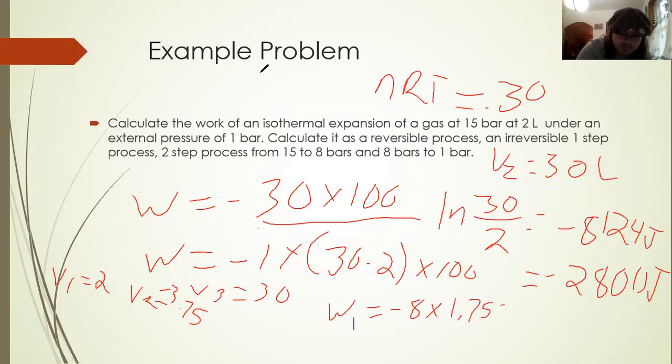1.75 times 100, so that's a negative 1,400. And then step 2 is negative 1 bar, and we're going from 3.75 to 30. So 26.25 times 100 is 2625. So we look at this, 2625.